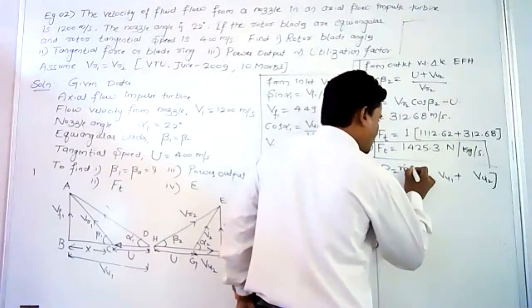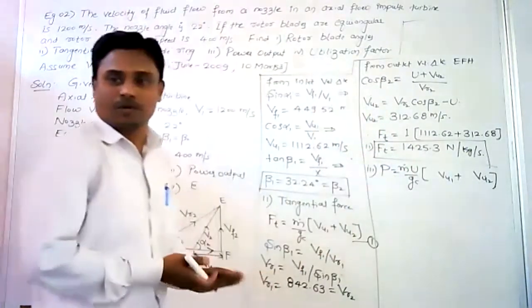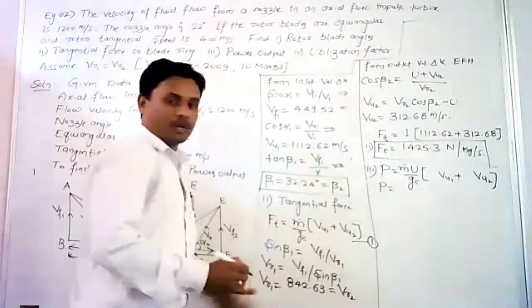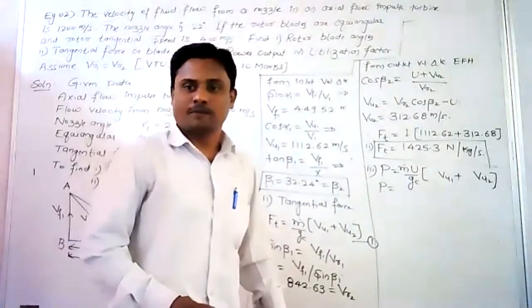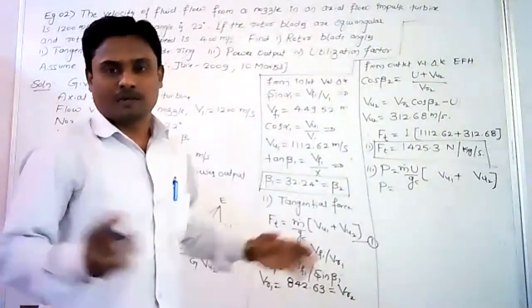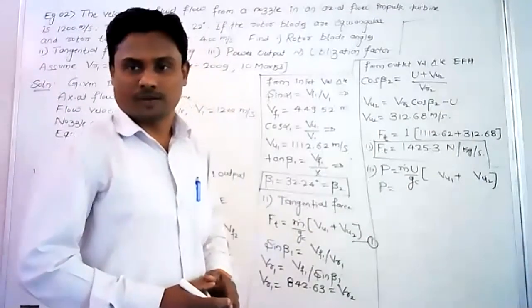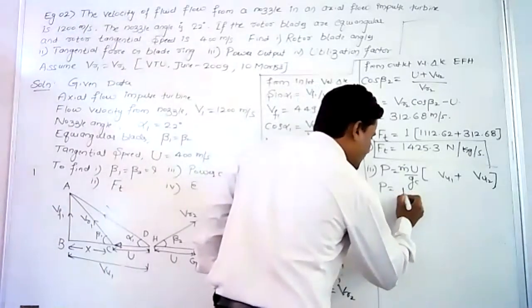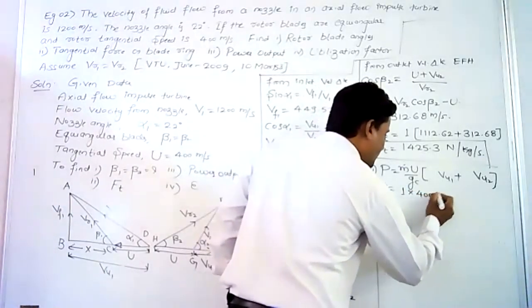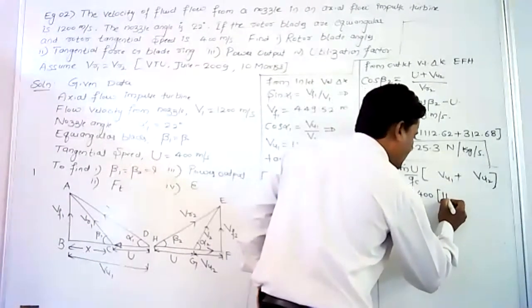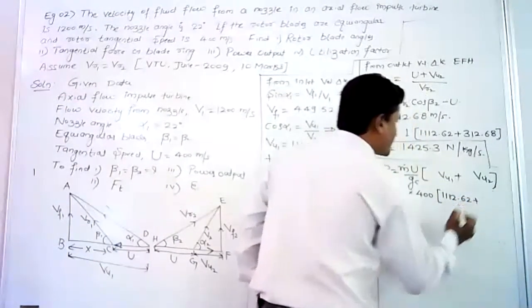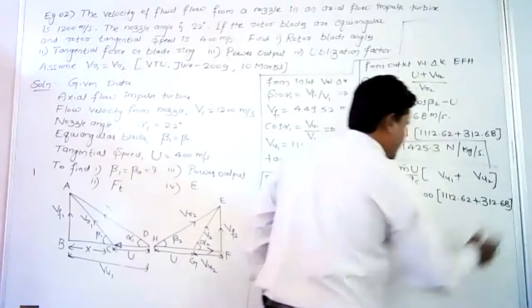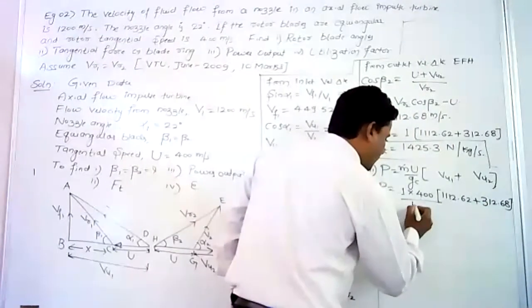M dot into U. Okay, students, substitute the values and try to get the value of P. If you divide by 1000, you will get it in kilowatts. It is better to divide by 1000, because in watts the value will be much larger. So what is m dot here? M dot is 1, U is 400, into 111.2.62 plus 312.68. Better you divide by 1000.